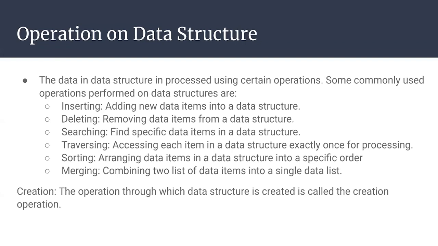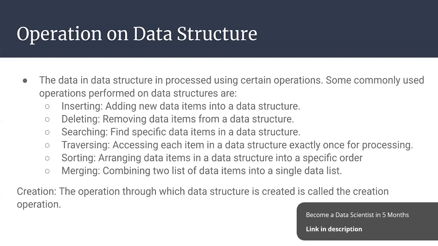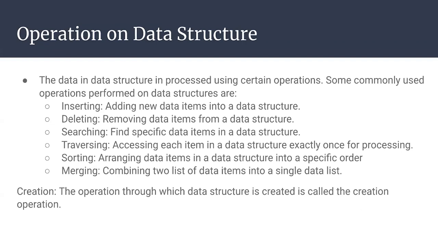Searching is, as it says, finding a specific data item. Traversing is accessing each element of the data exactly once for processing. So you want to extract the data, access the data exactly once. In an array, you can do a normal for loop, for int i equals 0, i smaller than n, i plus plus, and you can print that array in one traversal, right? Sorting is the arrangement of data items in a data structure in a specific order, right? So you can sort the elements in increasing order or decreasing order, or in any other fashion, right?